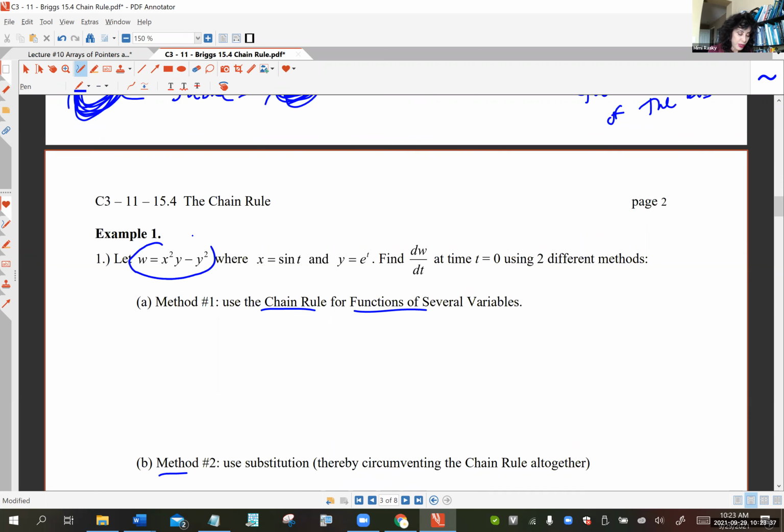So here we have w at the top. W is in fact a function of x and y, because you can tell there's x's and y's in there, x squared y minus y squared. And x is equal to sine t, so he's definitely a function of t. And y is equal to e to the t, so y is also a function of t, and they're both the same t there. They want us to find the derivative of w with respect to t.